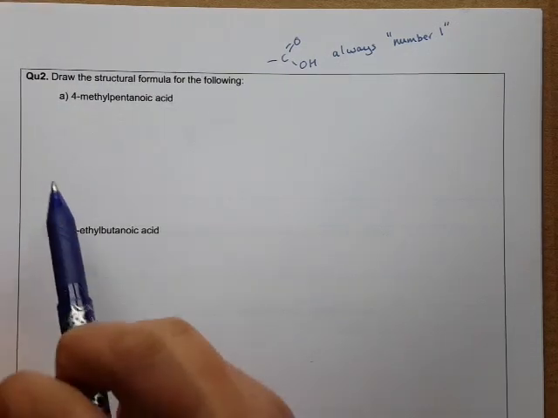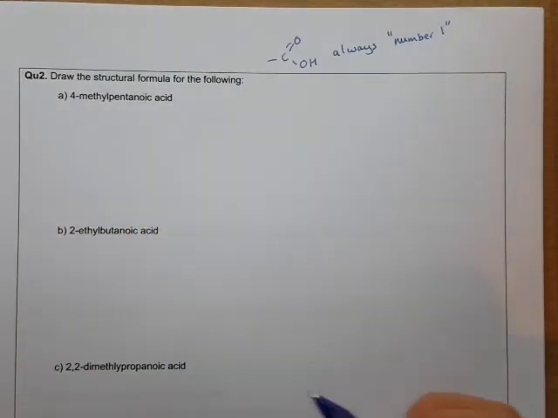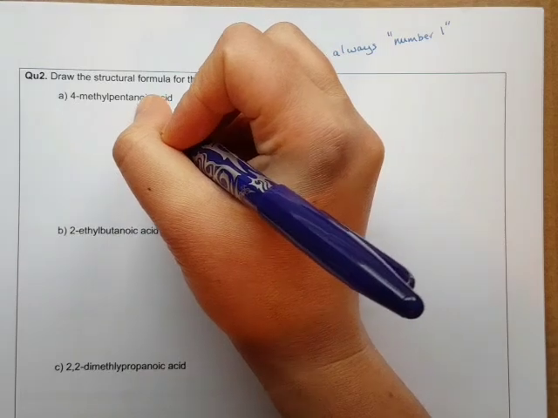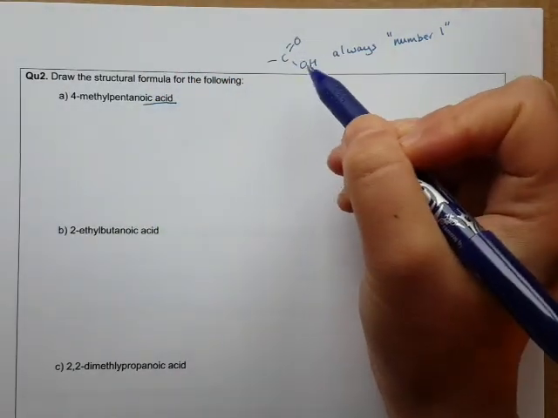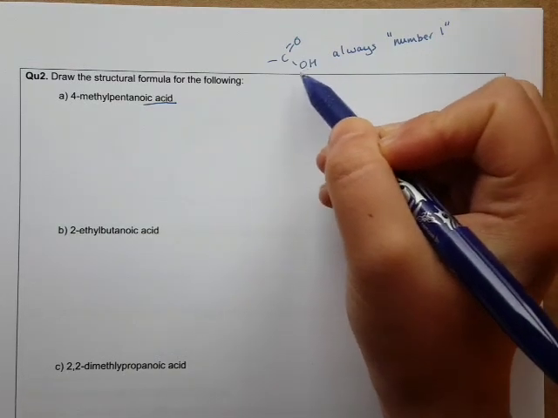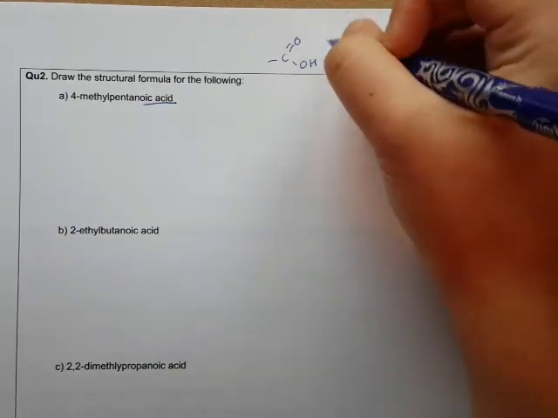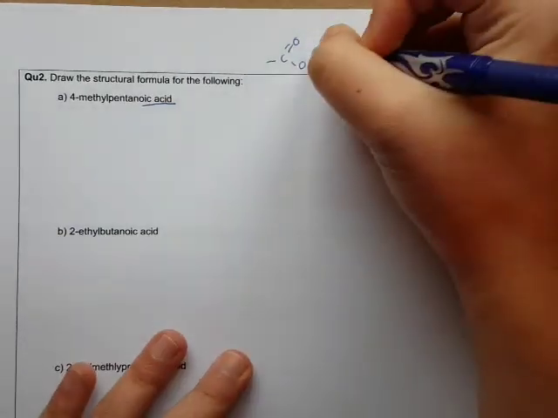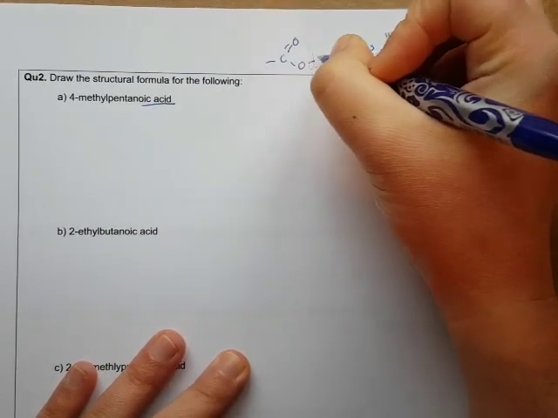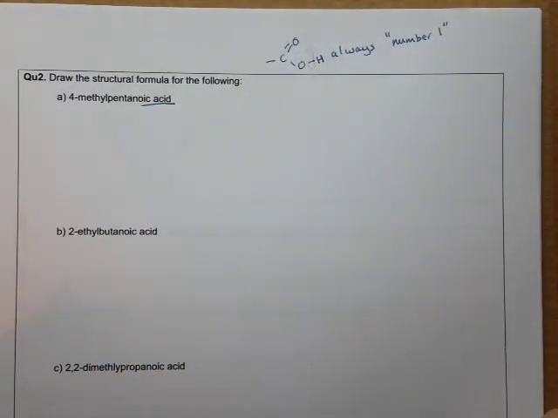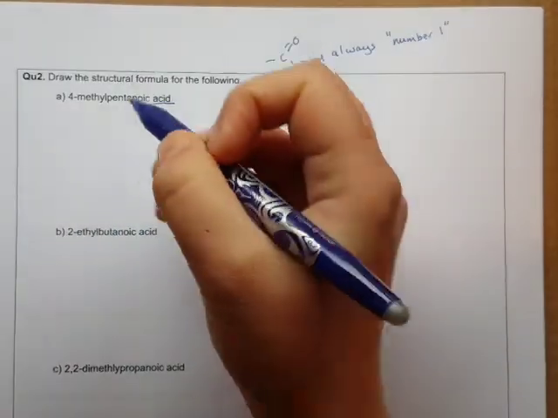So I'll start with the first one, 4-methylpentanoic acid. Okay, so we're going to break this up into the different parts of the name. Anoic acid tells us it's a carboxylic acid, which means it's going to have this carboxyl functional group that I've drawn up here. I should really, if I'm drawing the full structural formula, draw that out fully like that. But I think you would get away with it the way I'd done it. Okay, so that tells us it's got the carboxyl group at position number 1.